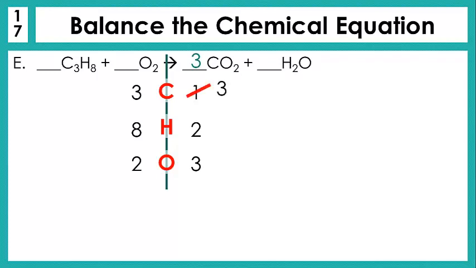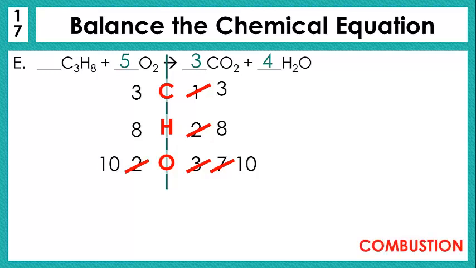So that gives me 3 carbons, but that gives me 6 oxygens plus the 1 from water, gives me a total of 7. Now let's do hydrogen. So if I put a 4, that gives me 8 hydrogens, but it also gives me 4 oxygens. So the 4 from water plus the 6 from carbon dioxide give me a total of 10. So to balance this, if I put a 5 in front of the O2, that gives me a 10. This is a combustion reaction.